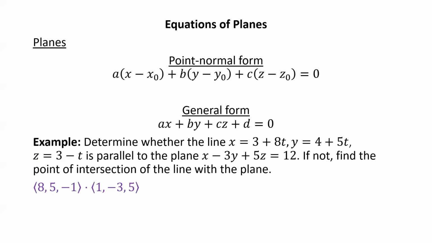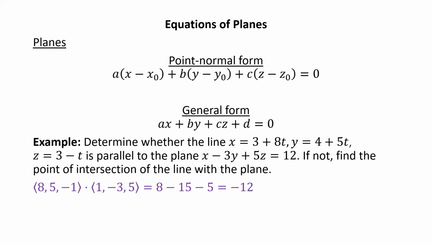Okay, so let's take that dot product. The vector defining the line is <8, 5, -1>, and the vector defining the plane is <1, -3, 5>. The first vector there is parallel to the line. The second vector there is normal to the plane. When we take the dot product, we get 8 times 1 is 8, 5 times -3 is -15, -1 times 5 is -5.